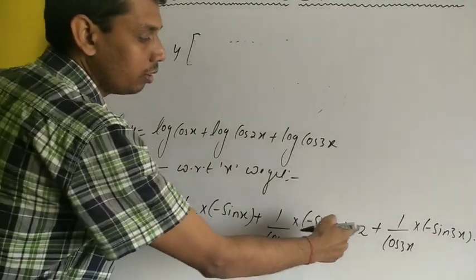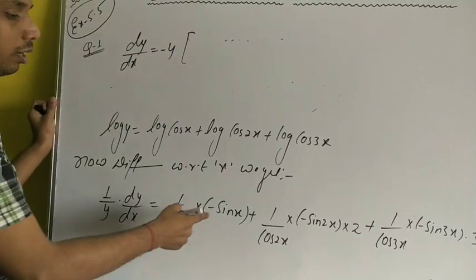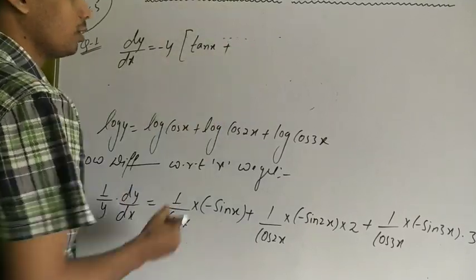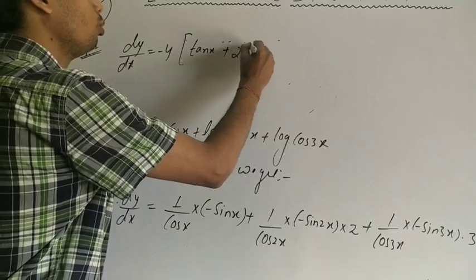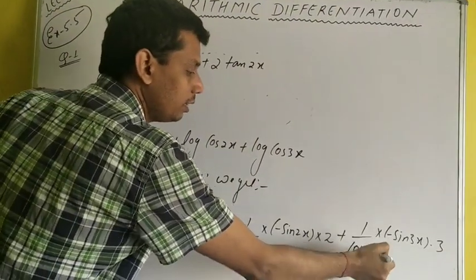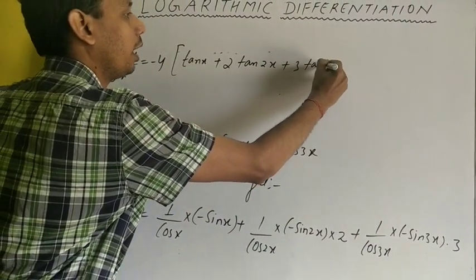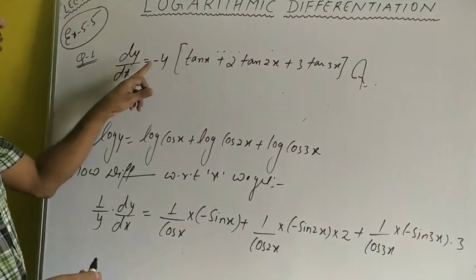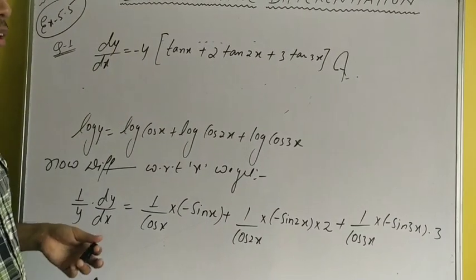Now after simplifying we get dy by dx is equal to y into, see, minus is here, minus is here, minus is here, so we can take minus common. So this becomes minus y times sin x by cos x, that is tan x, plus sin 2x by cos 2x, tan 2x, and 2 is here, so twice tan 2x, plus sin 3x by cos 3x, tan 3x, so thrice tan 3x. This is the required answer, where y is equal to cos x into cos 2x into cos 3x.